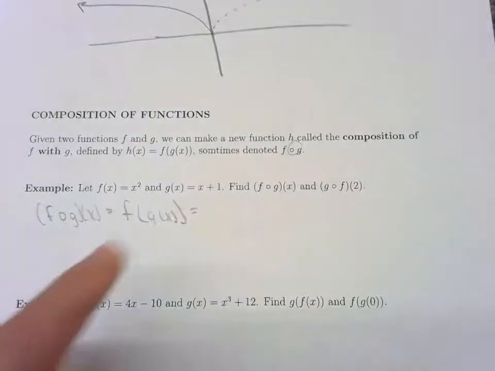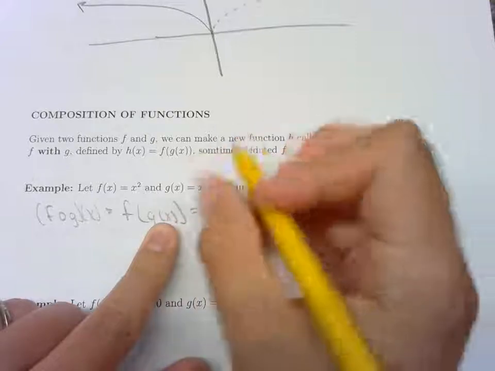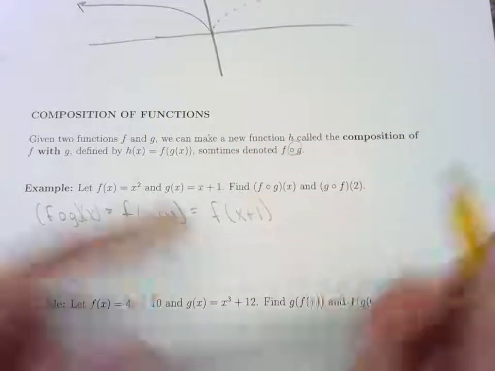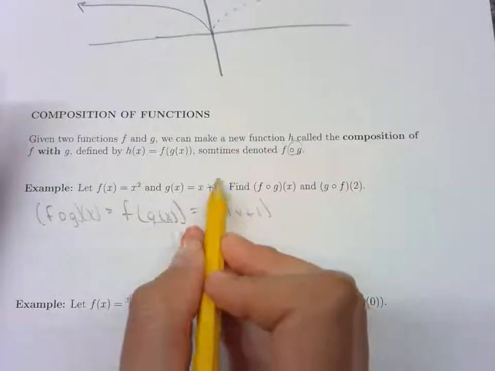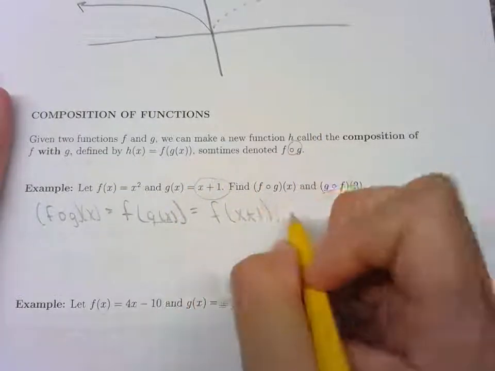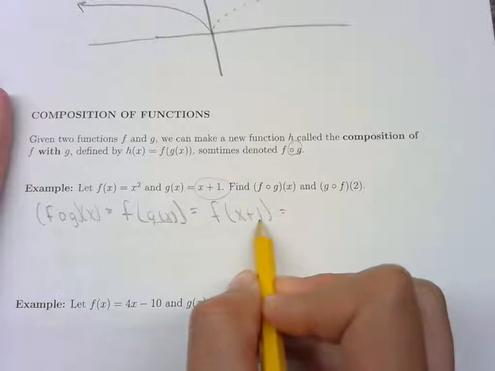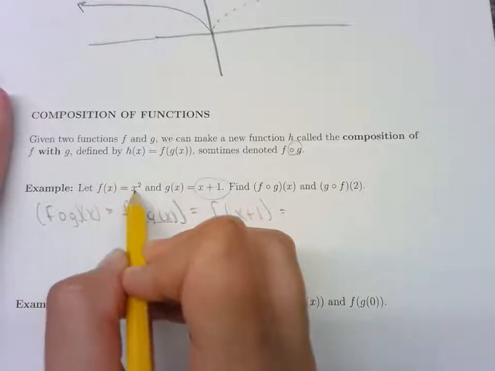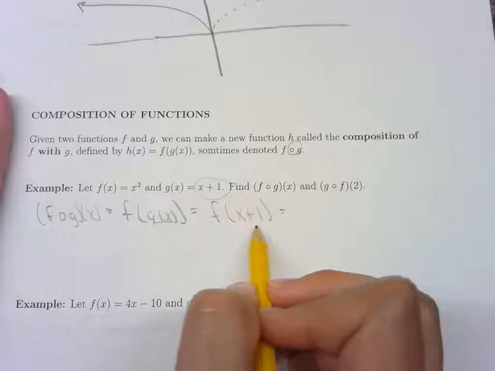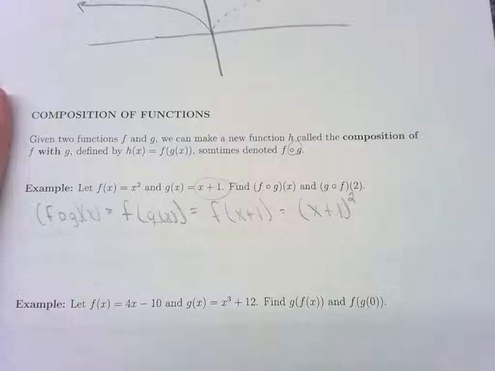Okay, so we're just going to fill in. We're going to start in the middle. We're going to copy g of x here. So f of x plus 1. Instead of g of x, I just wrote in x plus 1. Now f of x plus 1 tells us x plus 1 is our input. So instead of inputting just x, we're going to input x plus 1. So our new function would be x plus 1 squared.